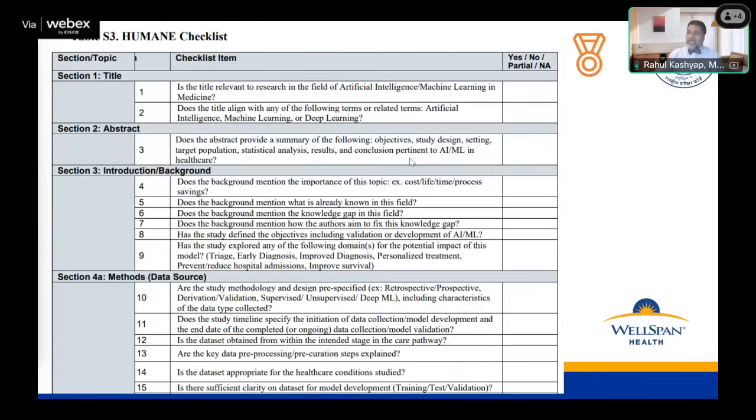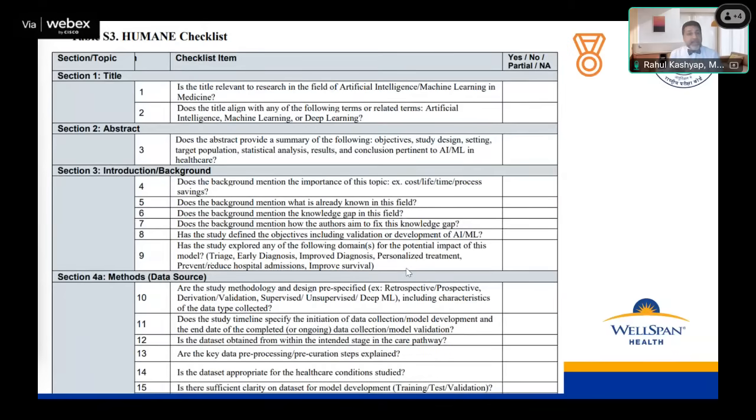When it comes to background, as you see, we have also used the same checklist. What is known in the field, why it is important, what's the knowledge gap, what you did to fix the knowledge gap, and they define the objective based on the validation and development of AI and machine learning. Then they have picked up the domain. The majority of studies you will see or evaluate in your practice are based on triage, early diagnosis, improved diagnosis, personalized treatment, preventing or reducing hospital admission, and improving survival. I'm not talking about typical radiology or pathology related things, but if you're looking at clinical medicine, surgery, OBGYN, psychiatry, or family medicine, one of these things will cover 90 to 95% of AI models you will evaluate in your lifetime, for now, until newer technologies come out.